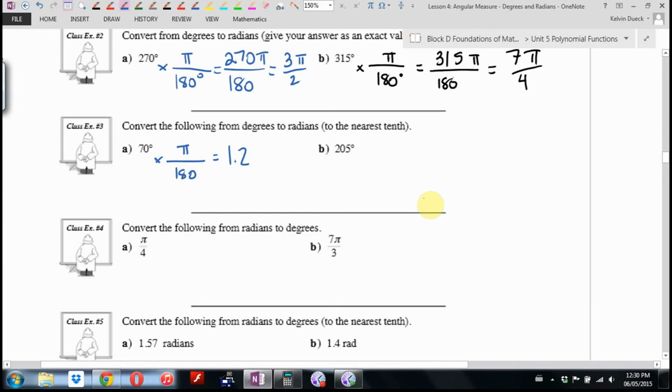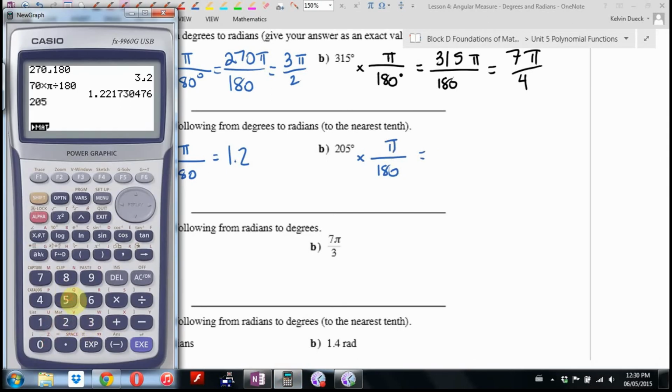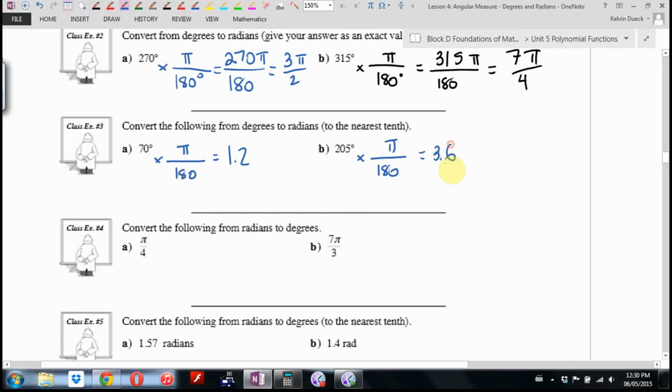205 degrees. Can you try on your own, convert that to radians to the nearest tenth, so don't leave it as a multiple of pi? And I get 3.6 ish. Is that okay? Yeah.